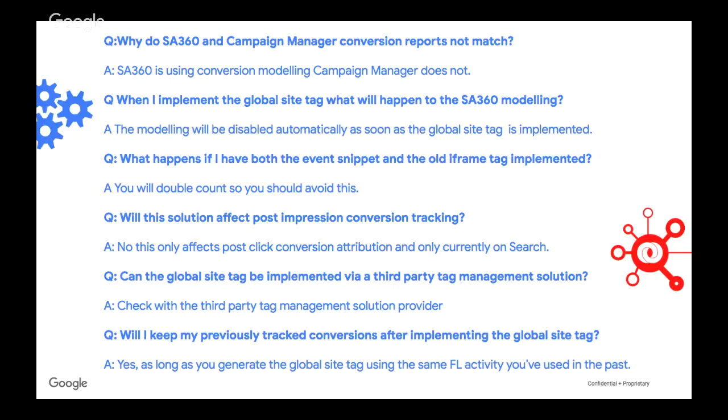Will I keep my previously tracked conversions after implementing the global site tag? So yes, all of your previous historical data for the tag will continue to be there, and any new conversions will continue to flow into that same floodlight activity ID and any custom columns you've created in SA360 on that tag.